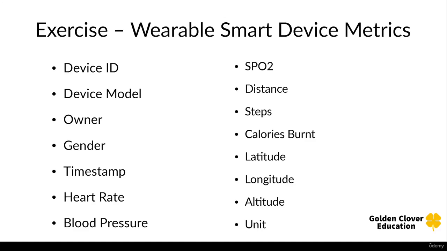Next is the timestamp field, and this will have the time at which these metrics are recorded. Apart from this, we will receive the heart rate, blood pressure, oxygen saturation at the given timestamp. We will also receive the total distance covered by the wearer since midnight, the total number of steps, calories burnt since midnight until the timestamp at which these metrics are recorded. Along with these, we will also receive the altitude, latitude, and longitude in the given timestamp.